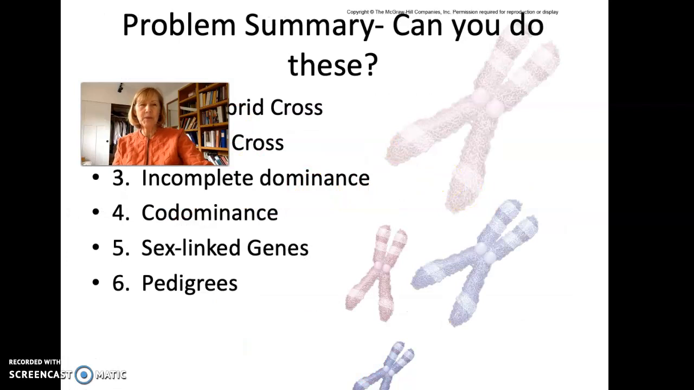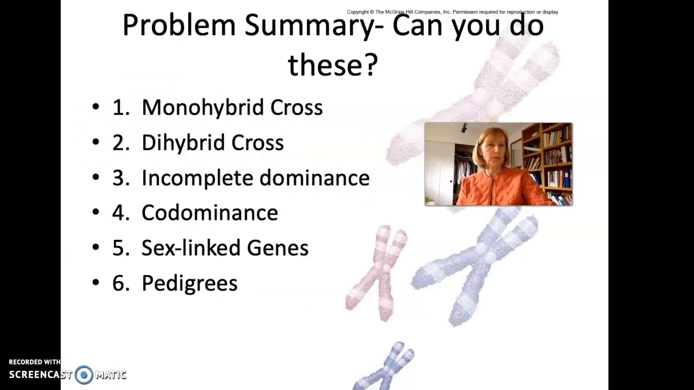Just a reminder when you're trying to do your problems: you need to know how to do a monohybrid cross, a dihybrid cross, incomplete dominance, codominance when both of them show, sex-linked, and then the pedigrees that I just showed you. Okay, I'm going to cut this mini lecture there.